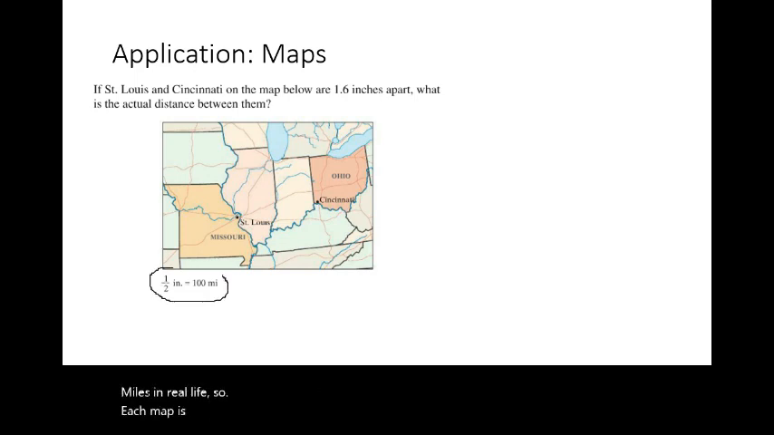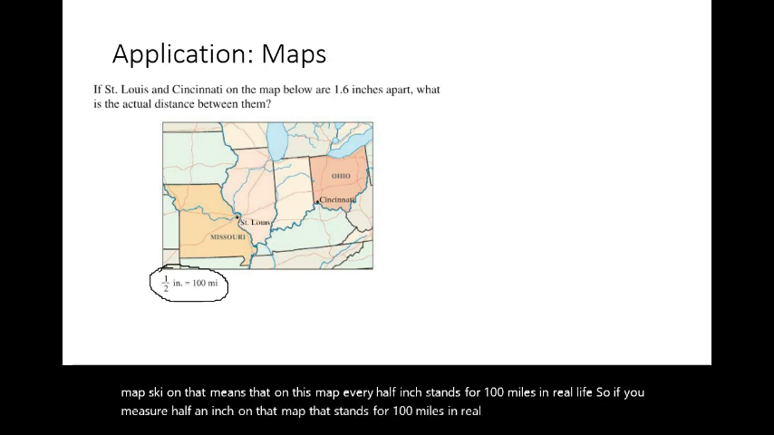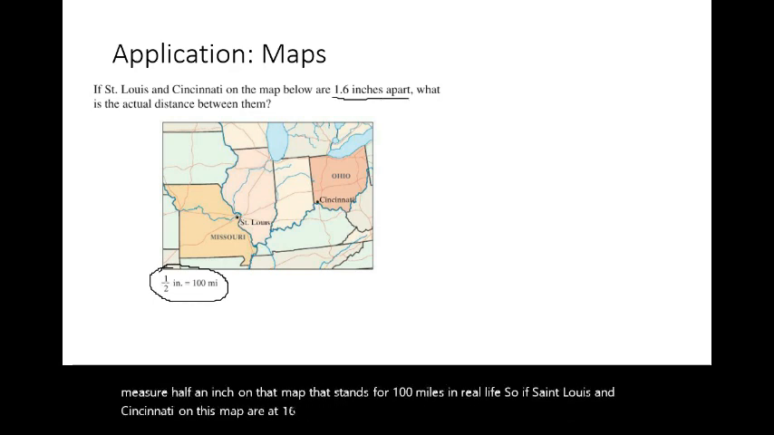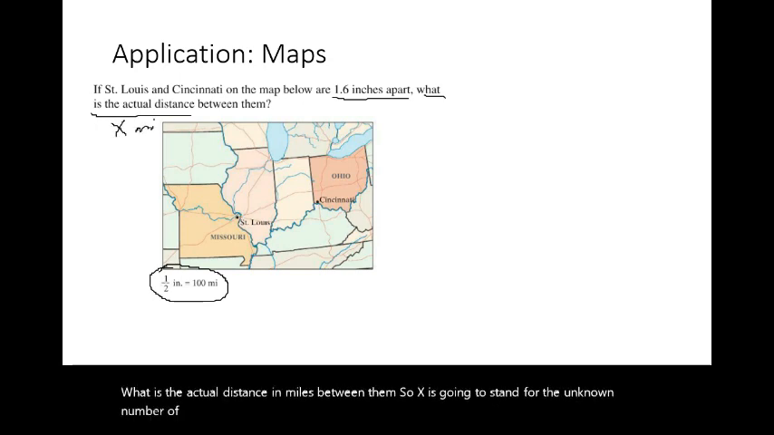In this particular map, it actually gives us a complete ratio right here in the map's key. That means that on this map, every half inch stands for 100 miles in real life. So if you measure half an inch on that map, that stands for 100 miles in real life. So if St. Louis and Cincinnati on this map are 1.6 inches apart, so you take a ruler, measure it, they are 1.6 inches apart. What is the actual distance in miles between them? So X is going to stand for the unknown number of miles between them.